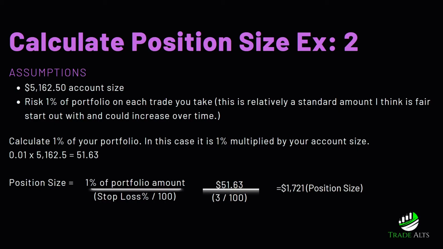Go down to your position size formula that you see there. Same thing applies, right? 1% of your amount, which is $51.63, over your stop loss percentage, which in the AVAX, Avalanche trade that we're about to enter, is 3%. So it's a bit different than our previous example. 51.63 over 3 divided by 100, and you're going to get the position size of $1,721.